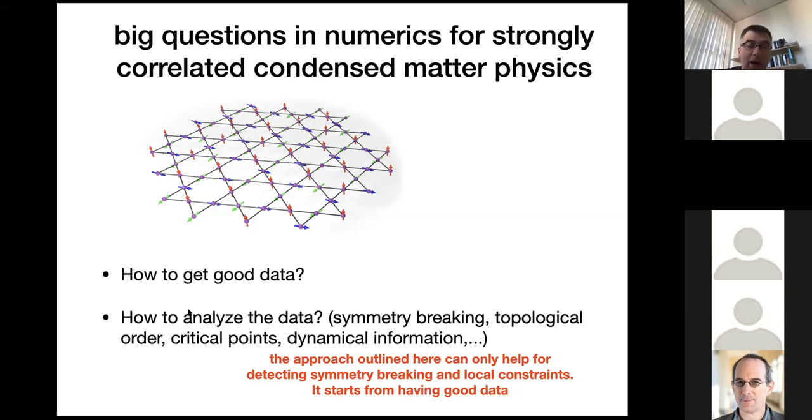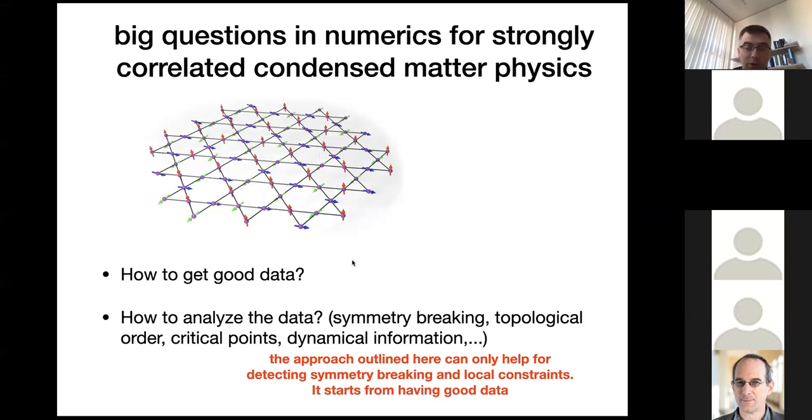The second question is how to analyze the data. So if you have data, or very good data, then a number of possibilities may happen. You can have symmetry breaking, you can have topological order, you can investigate critical points, or you want to have access to dynamical information of phases. And this is the kind of physics question that you would like to finally address. But you can only do it when you have good data. And it may come as a surprise to you that the second step can also be very challenging, even though the first one is, of course, the crucial step. But the second one can still be very challenging, especially if you have complicated frustrated magnets, for instance, as you see in the picture here, which is a Kagome lattice. To analyze the orders that may happen here can be far more daunting than you may think.